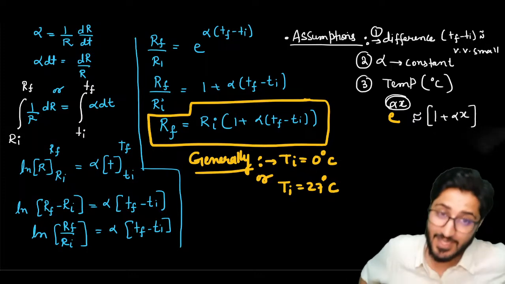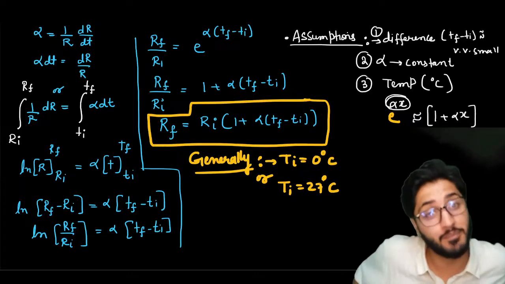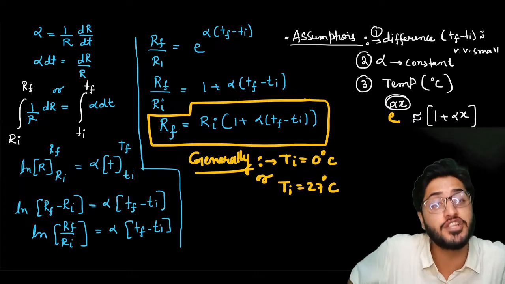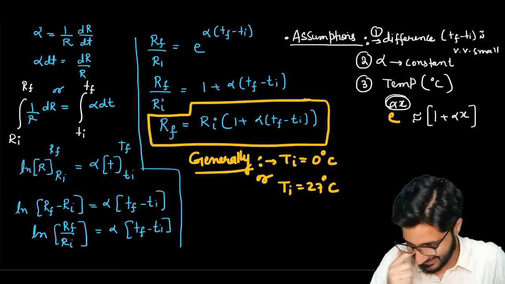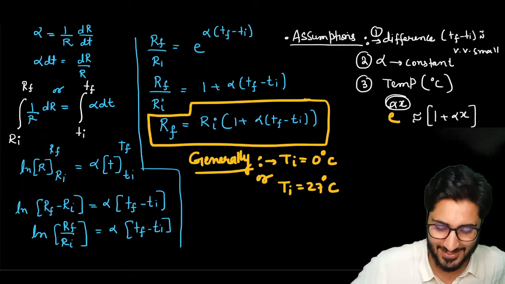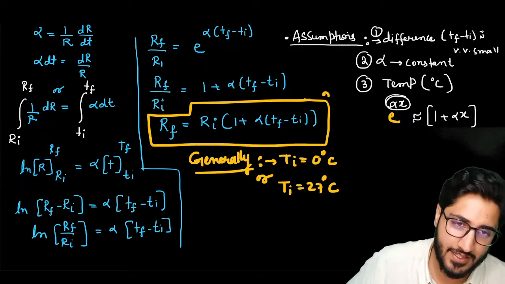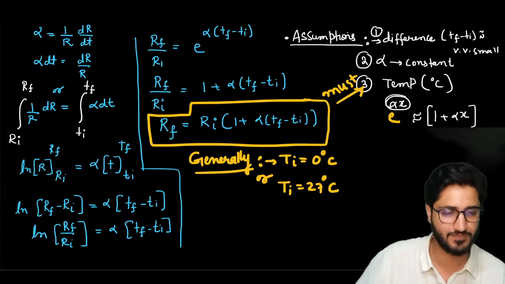But here, if we are applying the formula, my temperature must be in degree centigrade only. It is a necessary condition. So you need to write, this one is a must condition.